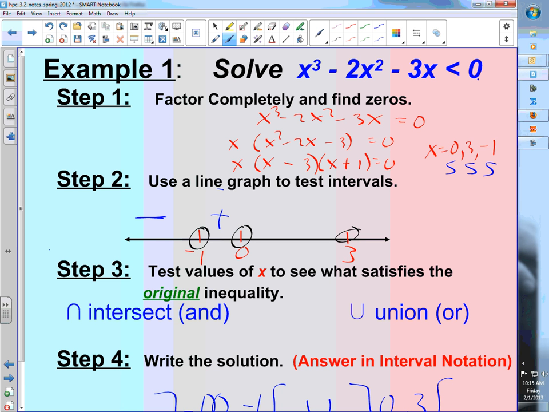Between 0 and 3, you can put in a 1. 1 minus 2 minus 3, that's negative. And when you put in a bazillion cubed, minus 2 bazillion squared, minus 3 bazillion, that is going to give you a positive.